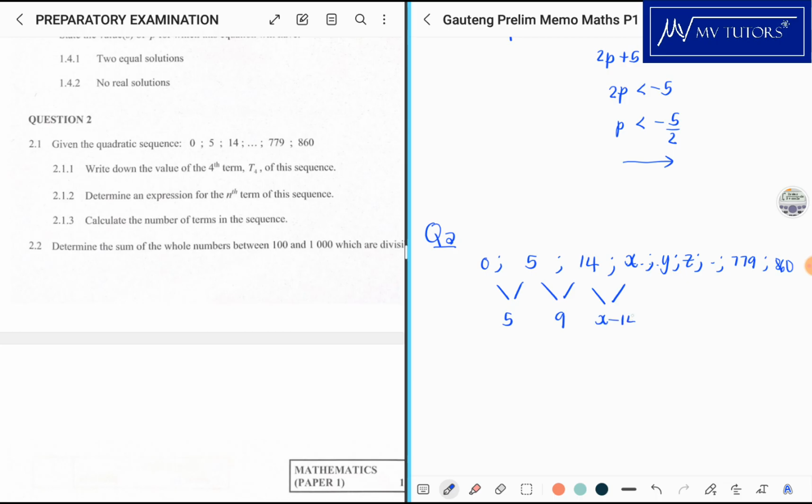So we have x minus 14. I actually just want to know what the common difference is. So to get to 9, we need to add 4. We know that it's going to be 4 ultimately.